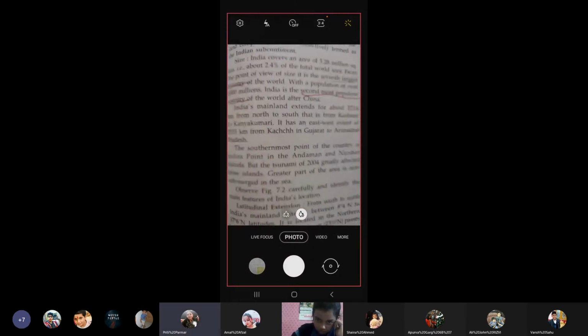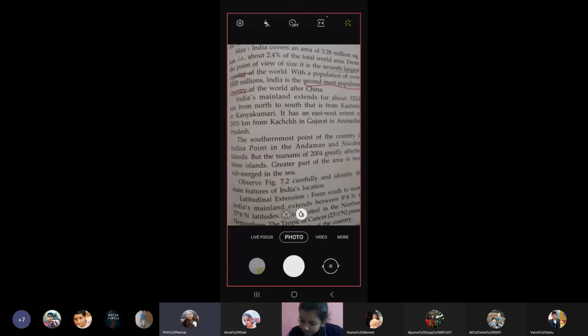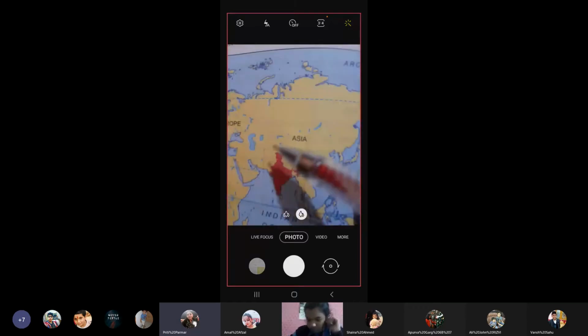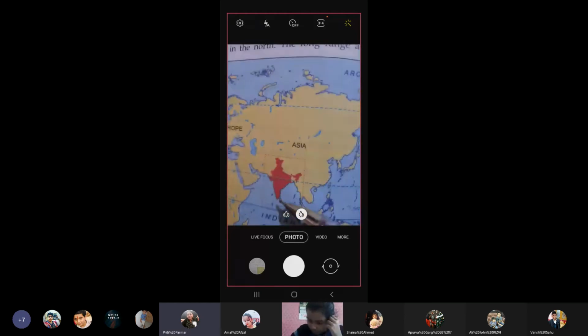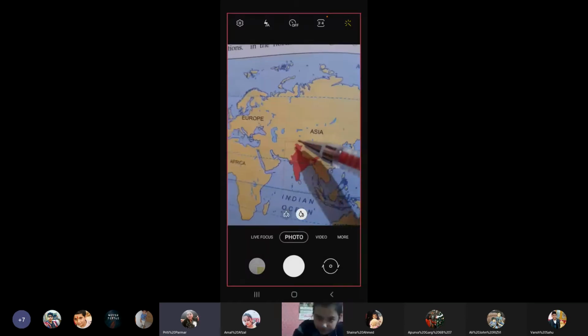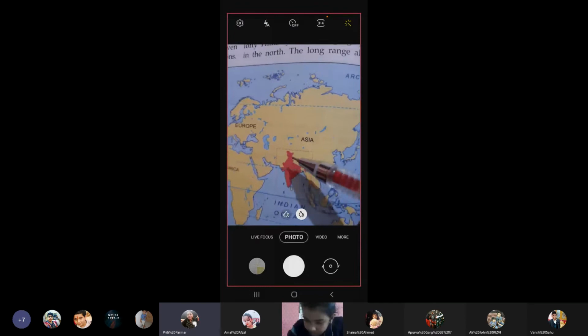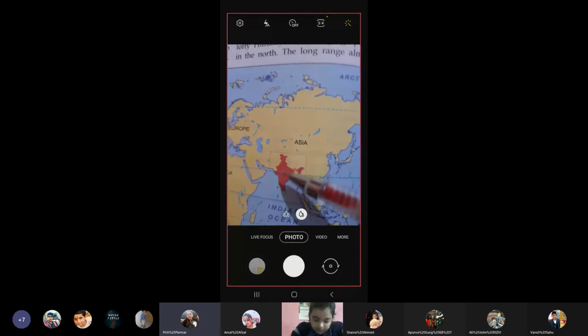India's mainland extends for about 3214 kilometers from north to south, that is from Kashmir to Kanyakumari. From here, from the tip here down till here, Kanyakumari. From Kashmir till Kanyakumari, it extends to 3214 kilometers. So this whole length from here to here is 3214 kilometers.